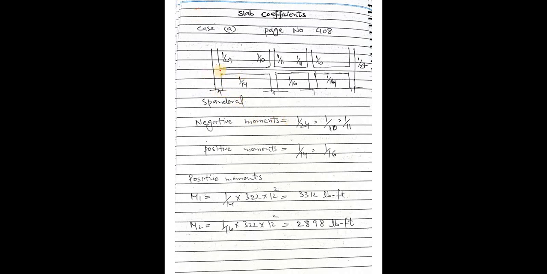I just give you an example. For example, your structure will be bent in this direction, in this way. It means that it is hogging here, negative moment. It is positive moment, sagging, hogging, sagging, hogging. It means that it is negative, positive, negative, positive, negative.